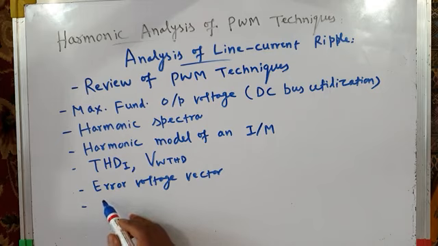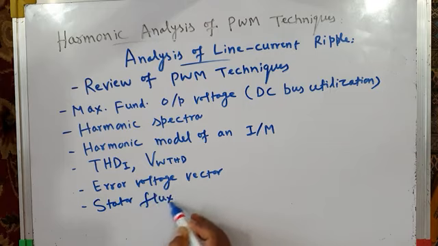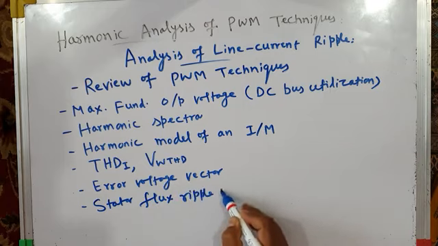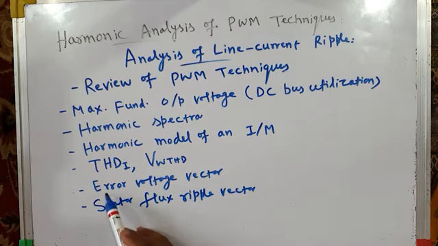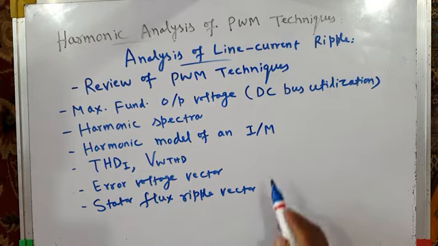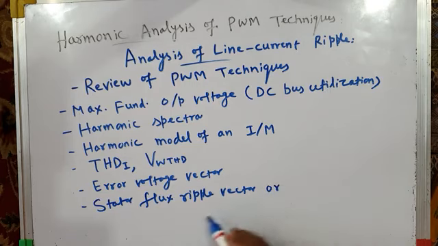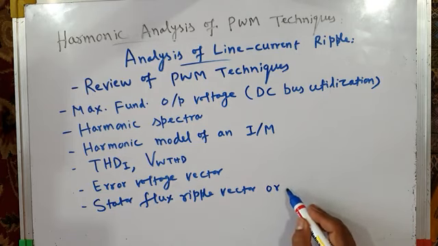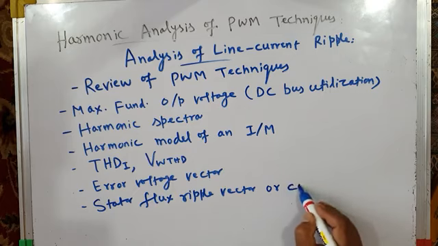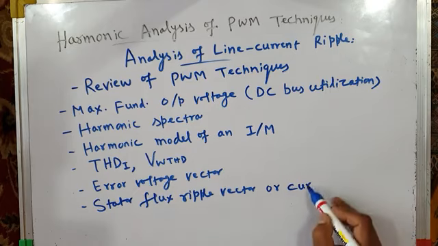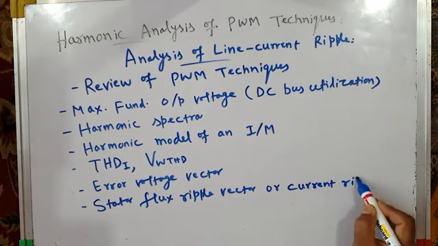This will be followed by the stator flux ripple vector. We will study the stator flux ripple vector. What is the stator flux ripple vector? Once you have developed the error voltage vector, if you integrate this error voltage vector, the integration will give you the flux. Okay, and we know that flux in an induction motor is directly proportional to current. So therefore, the stator flux ripple vector also represents the current ripple vector. I will write here stator flux ripple vector or current ripple vector.